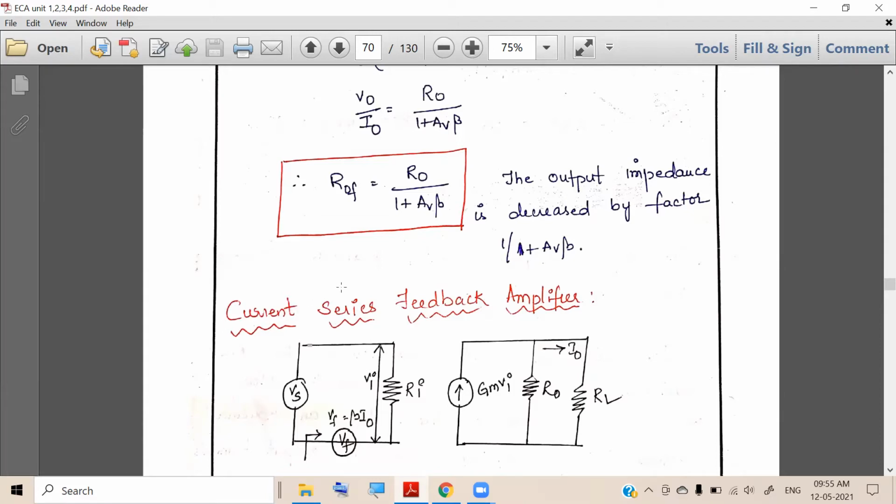So now which amplifier should we consider? Output current, input voltage. We discussed four amplifiers, right? Voltage amplifier, current amplifier, trans conductance amplifier, trans resistance amplifier. Four amplifiers we discussed.